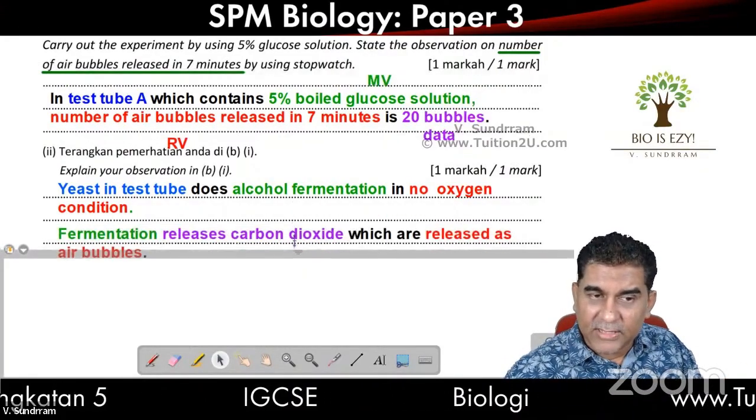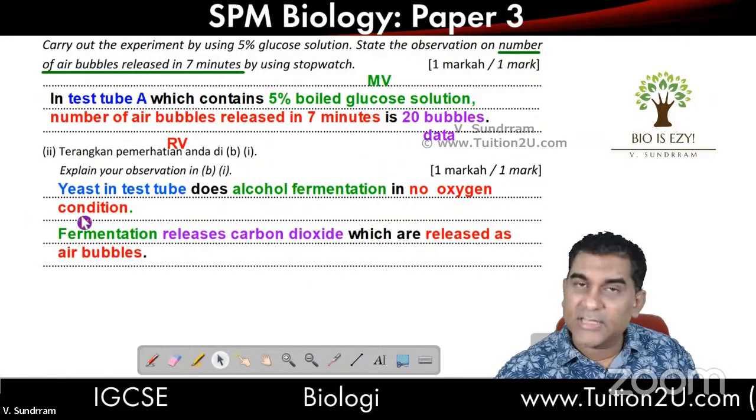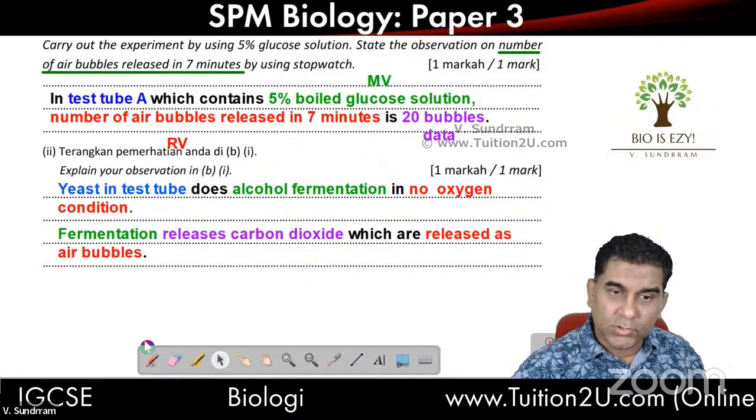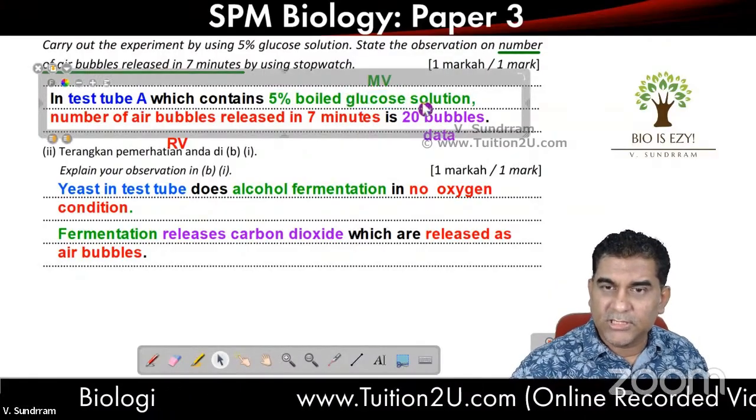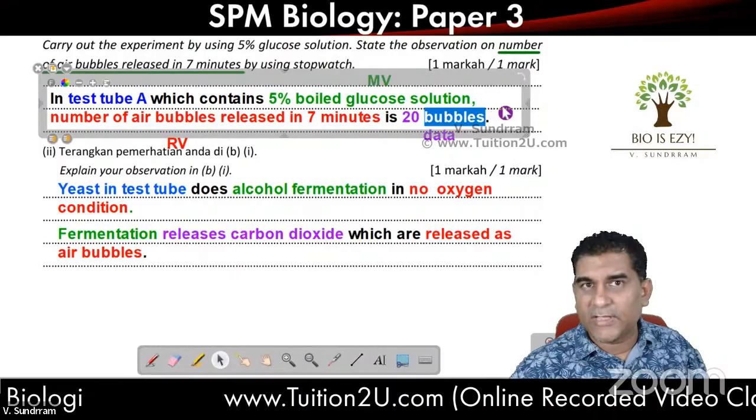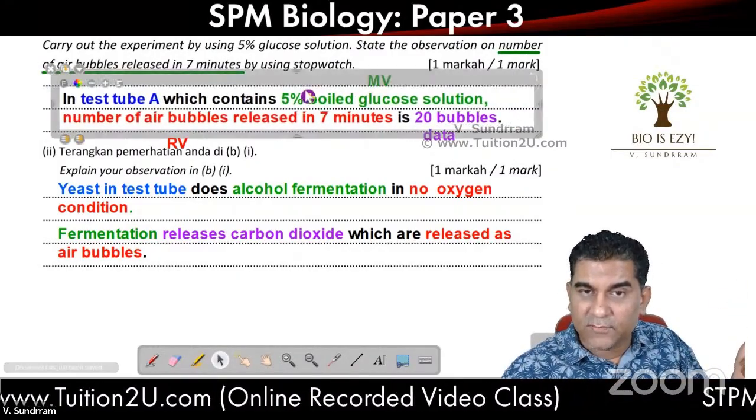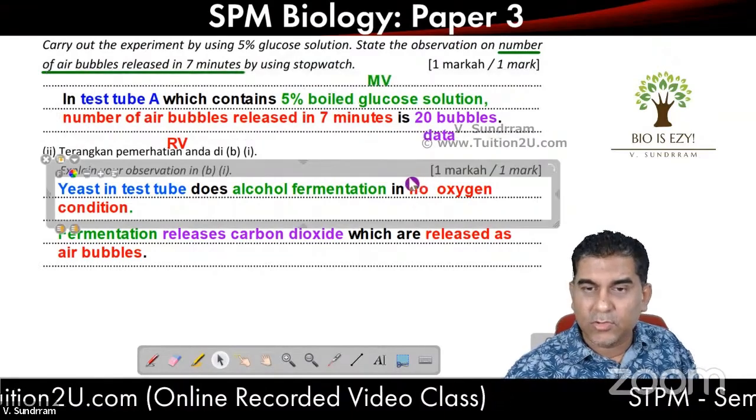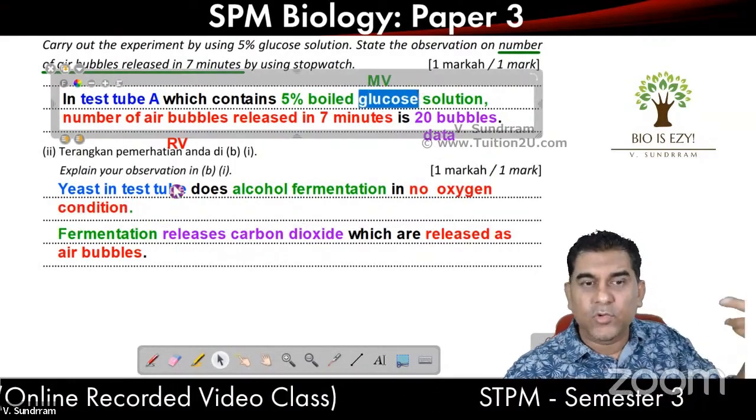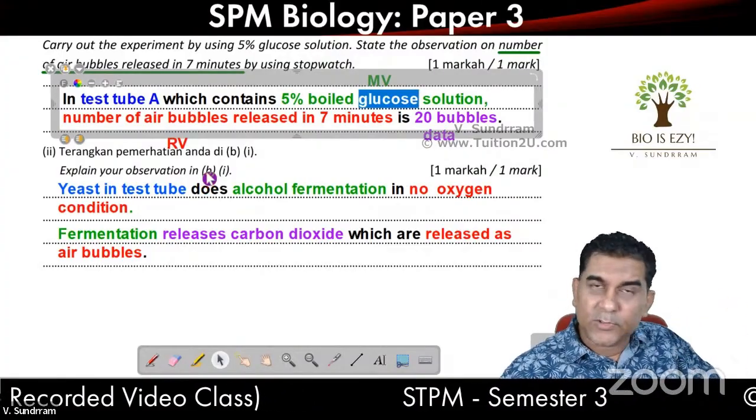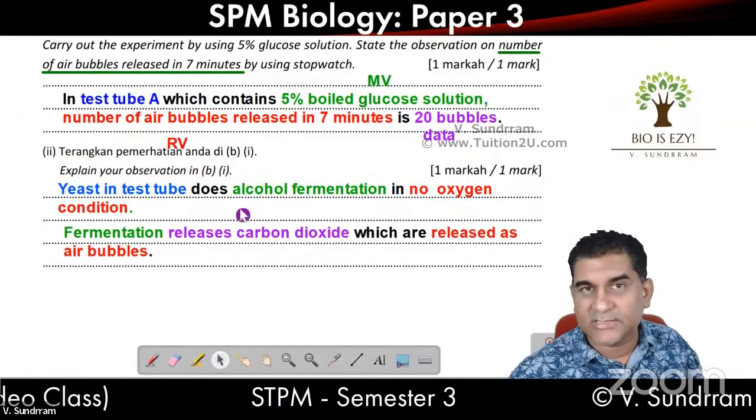That's why we have another sentence. Fermentation releases carbon dioxide, which is released as air bubbles. So you told the examiner, if you give glucose, the yeast is going to release bubbles. That's what we are explaining. By using boiled glucose, the word here is boiled. By using boiled, we are informing the examiner there is no oxygen. Glucose will be used by the yeast to do fermentation. What is produced is ethanol and also carbon dioxide. Carbon dioxide is released as air bubbles.